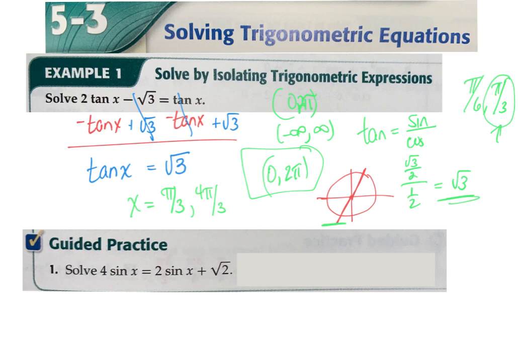All right, but if you look at their answer in the book, they have pi over 3 plus n times pi. I'm not going to make you tell me the rotation of it. I'm just going to make you list it twice. All right? So go ahead and try guided practice number 1. They gave you sine here.